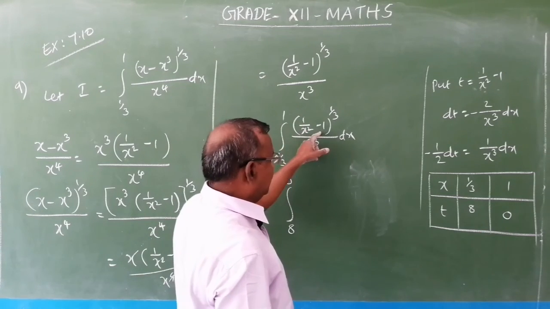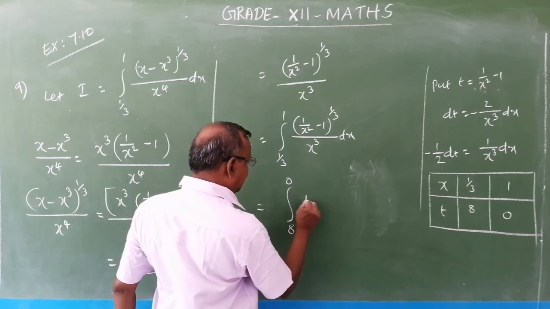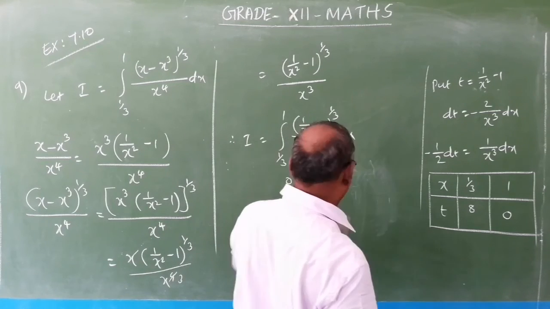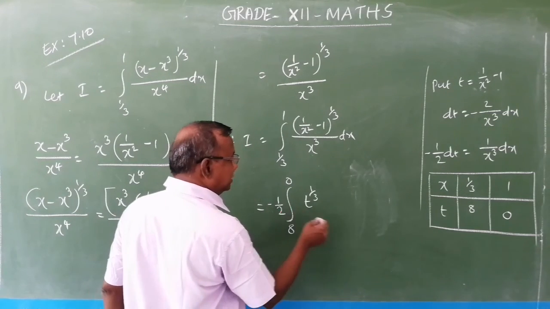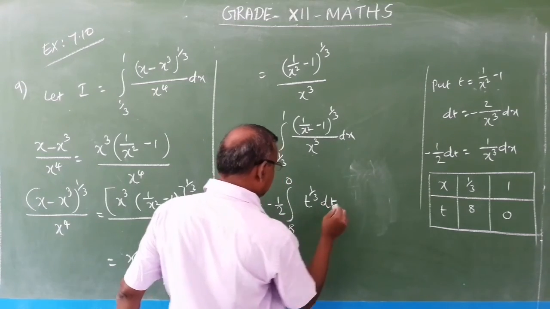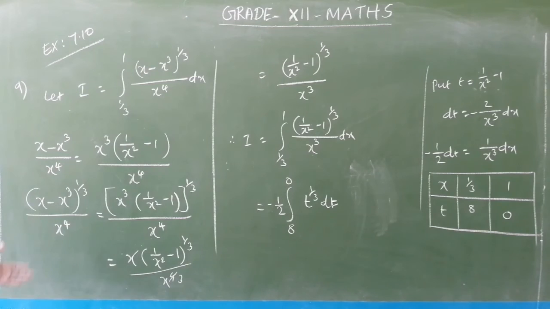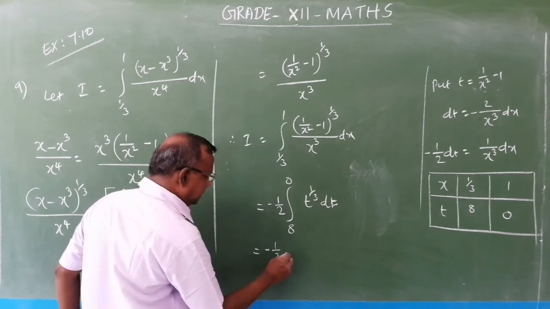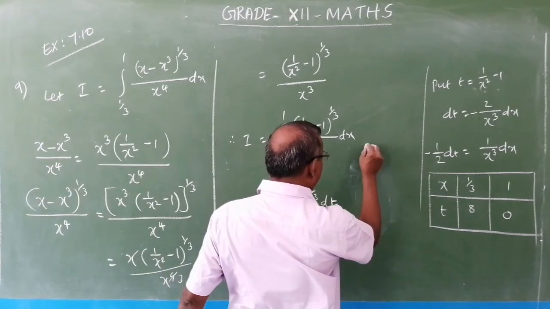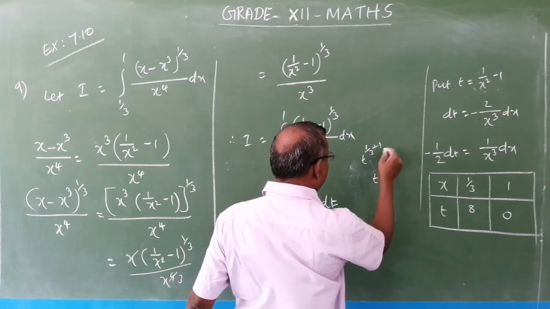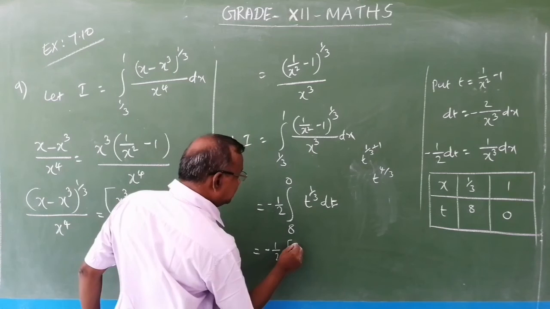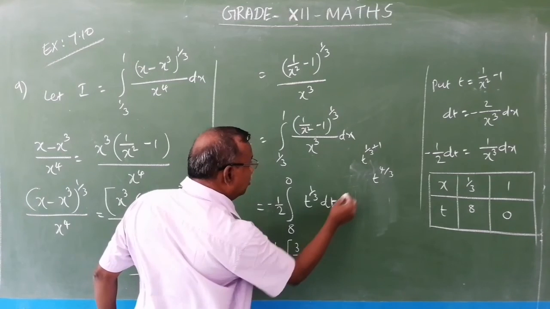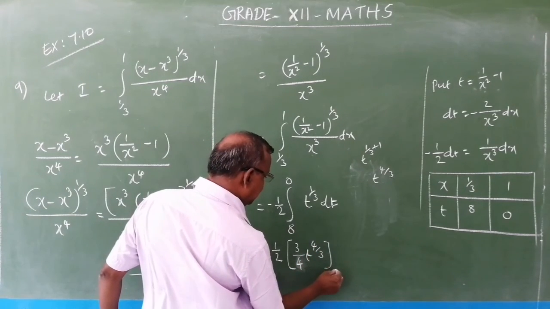The first part, 1/x² − 1 equal to t, so this is t power 1/3, and this 1/x³ into dx can be written as minus 1/2 into dt. So this is the simplest form. Once again look here and don't be confused. This will be minus 1/2 into, integrating, t power 1/3 plus 1 means t power 4/3, and reciprocally it is 3/4 into t power 4/3, from 8 to 0.